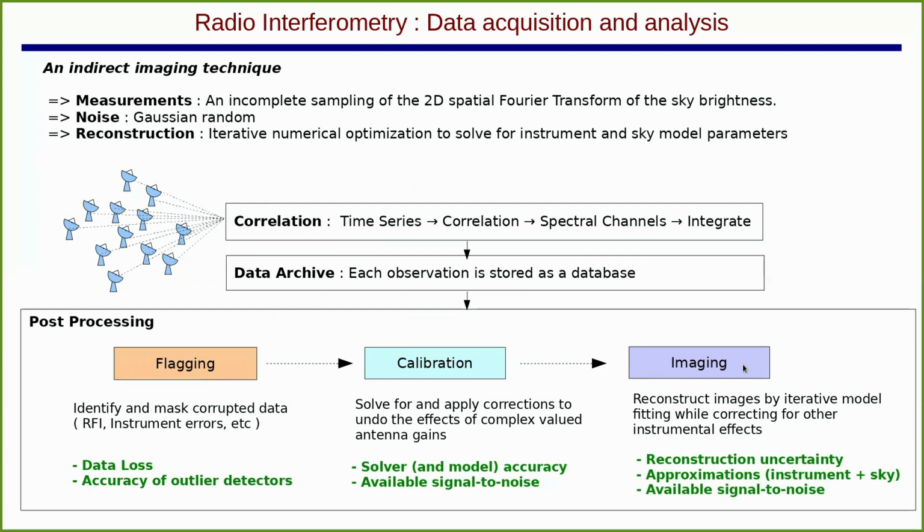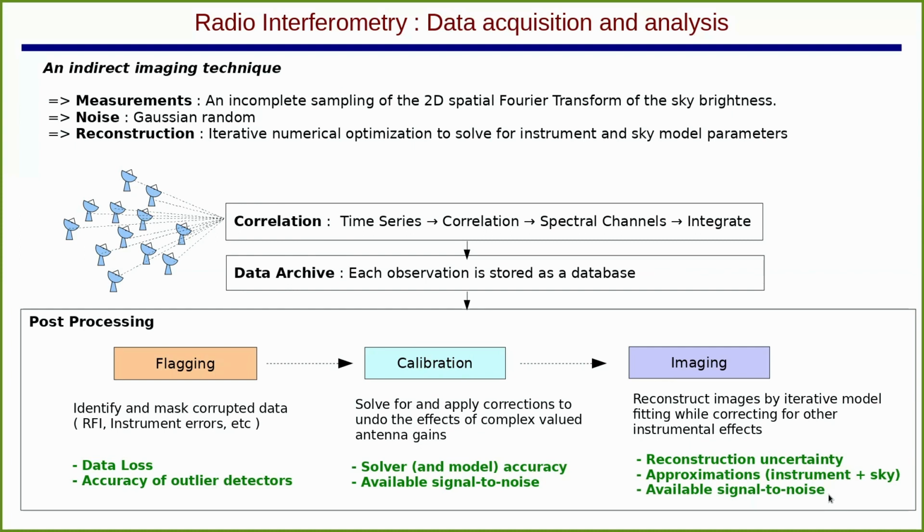The third step is image reconstruction, which is, again, iterative model fitting while correcting for some other instrumental effects. And so here too, you have to contend with various approximations in the models being used, the uncertainty of the reconstruction process itself, since we are solving an inference problem because of incomplete sampling, and also the fact that there needs to be enough signal to noise to get a robust solution. So all of these contribute to errors.